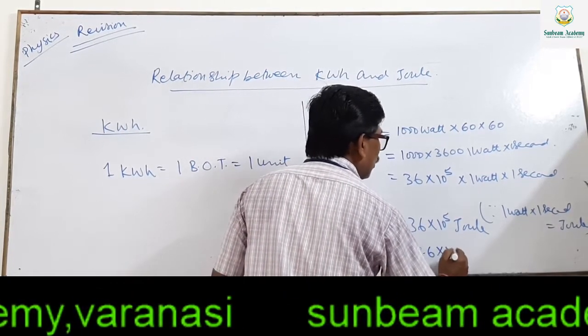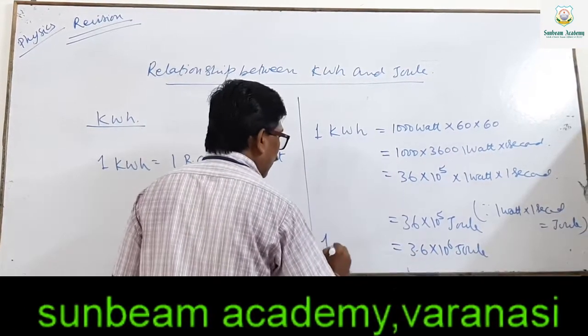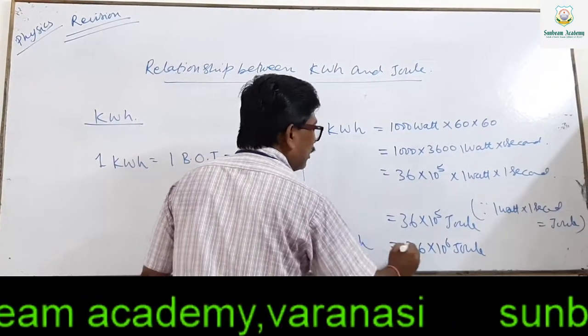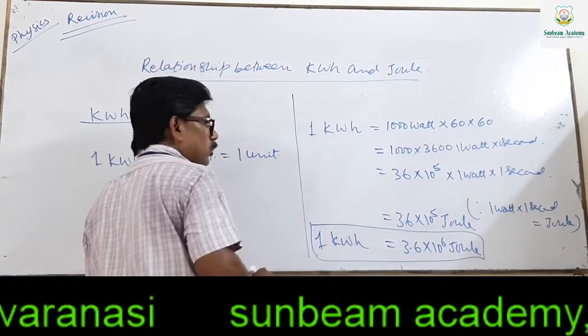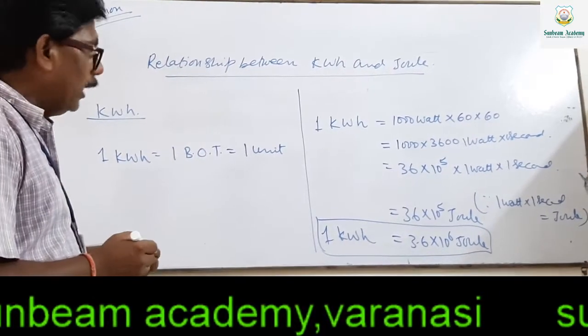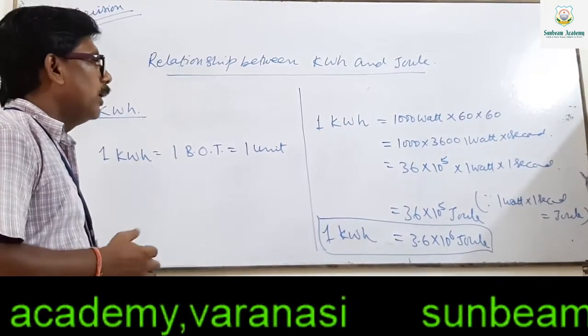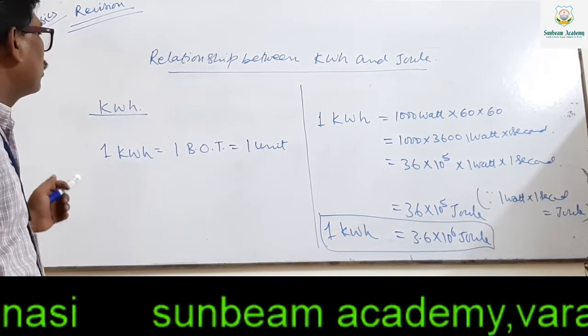3.6 into 10 to the power 6 joule. So 1 kilowatt hour is equal to 3.6 into 10 to the power 6 joule. This is the relationship between kilowatt hour and joule. Now children, we will move to the numerical part of this topic.